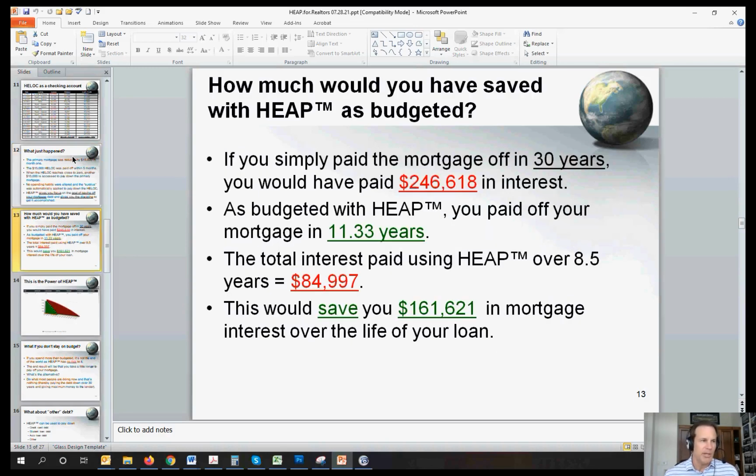But here's the money slide. How much money did we save with this example? If you just paid your 30-year mortgage in my example, you'd pay $246,000 and change in interest, which is painful, which is why everybody hates their mortgage. Although, again, my other book says you should never pay off low-interest debt, but that's for another time. So as budgeted with HEAP, you paid off your mortgage in 11.33 years. In interest, you paid 84, but you saved 161,000 and change in interest.